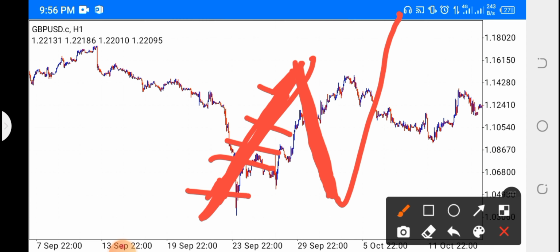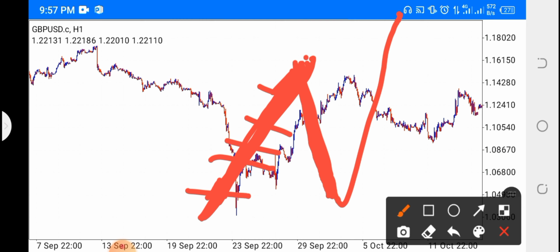What do we wait for? The first thing is that when you see an expansion, always know that there are always going to be retracements after every expansion. That is a key point for you to note. Once you get an expansion, note the highs and note the lows. Once you see the highs and the lows, know that there's going to be a retracement after every expansion.